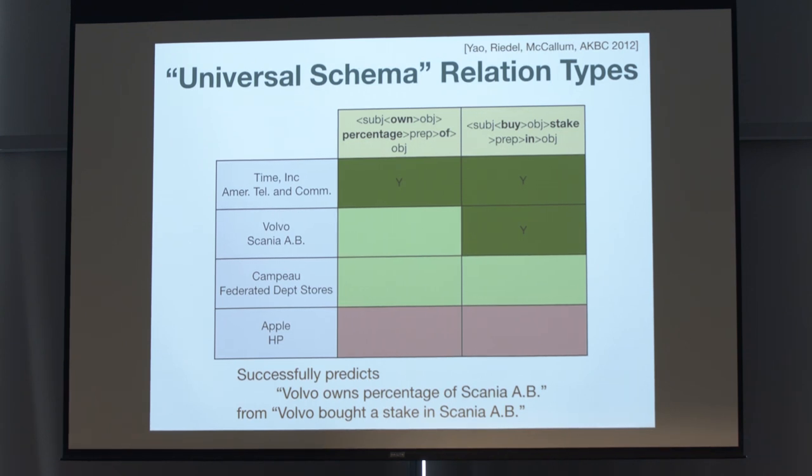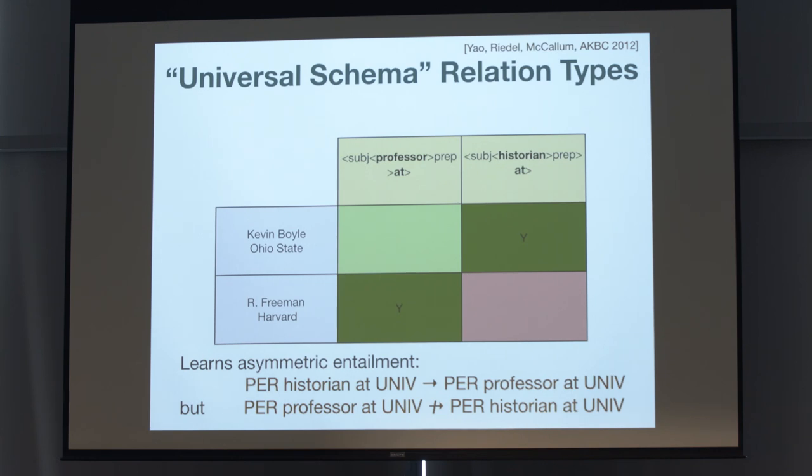Then we infer that Volvo owns a percentage of Scania. Oops, sorry, went a little fast there. Here's another example that I like because it shows the model's ability to capture asymmetry. We observe that Kevin Boyle is a historian at Ohio State and then predict he's a professor at Ohio State. But when we observe that Friedman is a professor at Harvard, we don't infer necessarily that he's a historian.